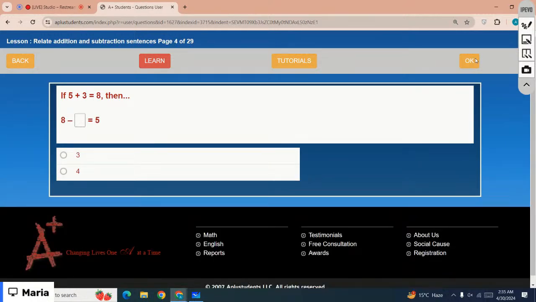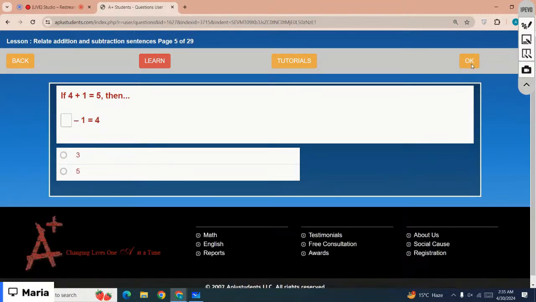If 5 plus 3 equals 8, then 8 minus missing number is 5. So which number is missing? Yes, that is 8 take away 3 equals 5. So the missing number is 3. Very good.